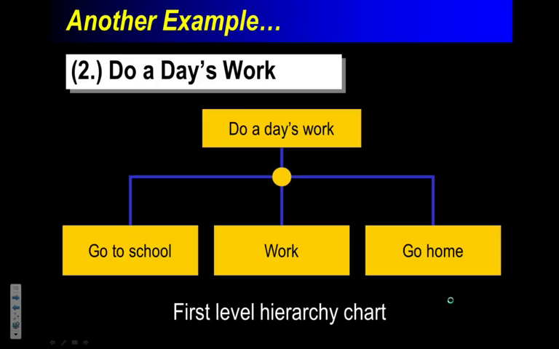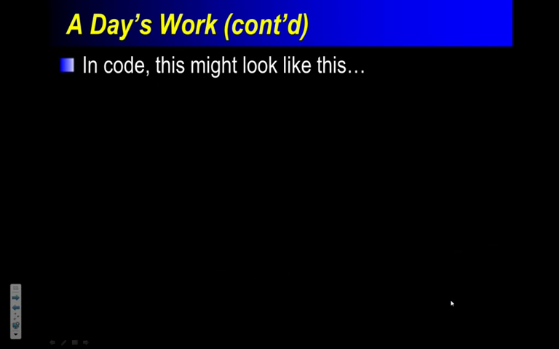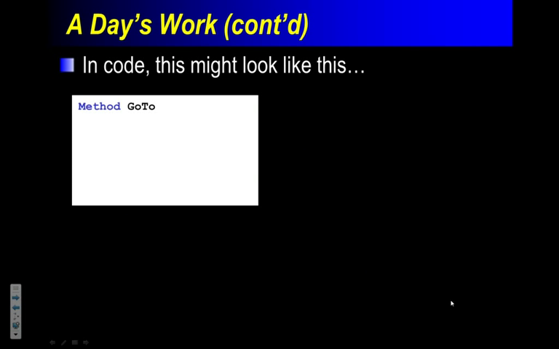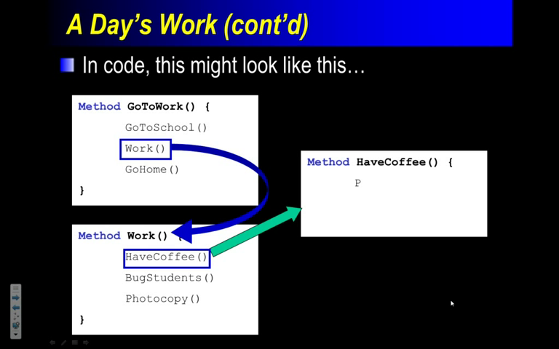That's my day. So what does work look like? Well, I have my coffee, I bug you students, and I do some photocopying. That's my day. I get paid lots of money to do that, okay? In code, it might look like this. To go to work, I go to school, work, and go home. What does work mean? Well, I just told you. I have coffee, I bug the students, and I photocopy. What does have coffee mean? To have coffee, I pour and drink.